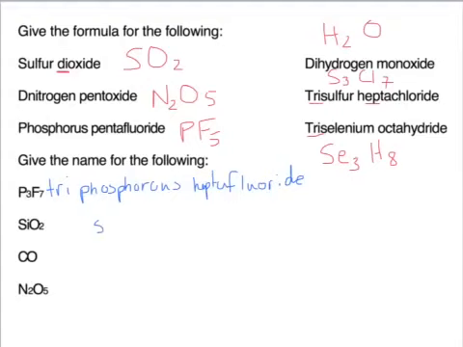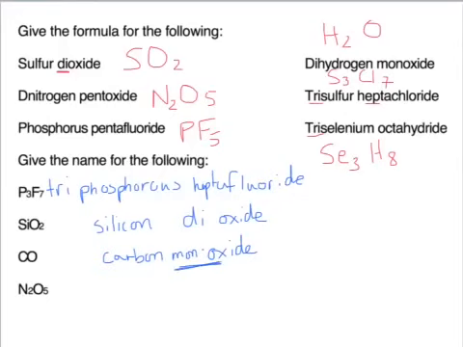SiO2, Si is silicon. Oxygen would end up being oxide. Add your prefixes. So since there's only 1 silicon and it's at the beginning, we don't need to put mono. O2 would be di, so silicon dioxide. Next one is CO, so carbon, and then oxide. 1 carbon at the beginning, so you don't need to put anything. And then oxygen, there's only 1, so you put monoxide. So for the mono, you put it when it's the second element, but not with the first element.